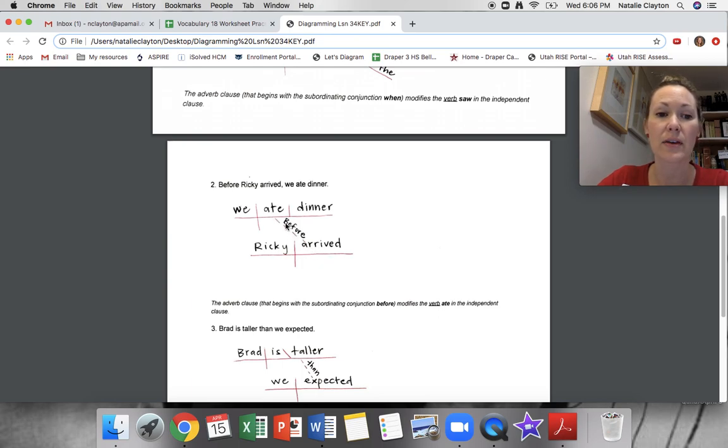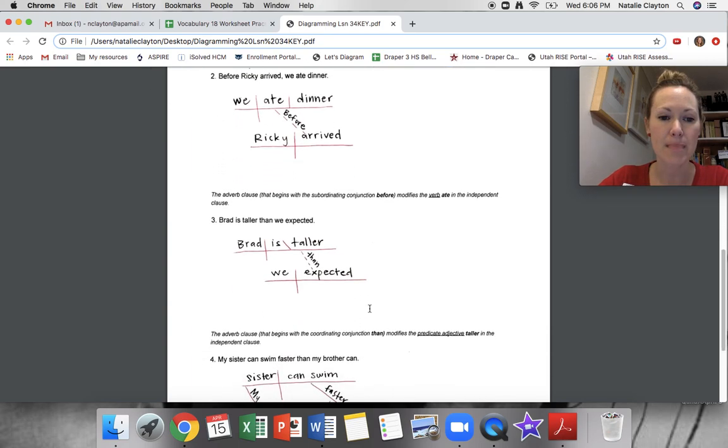Don't forget the capital on this because it's at the beginning of the sentence. So this is going to be our subordinating conjunction on this dotted line. So the adverb clause that begins with the subordinating conjunction before, right here, modifies the verb ate in the independent clause. So I'll give you some instruction or an explanation at the bottom here.